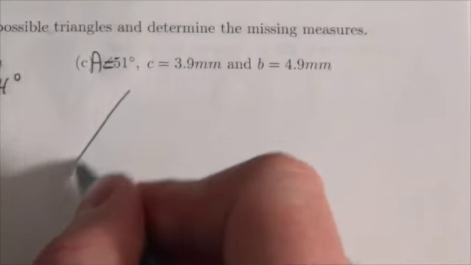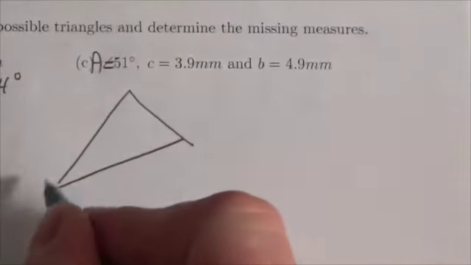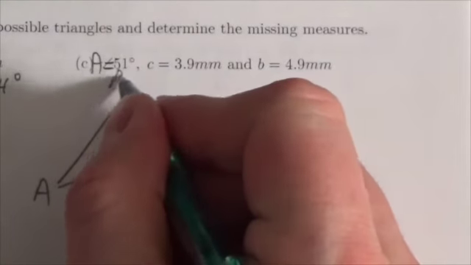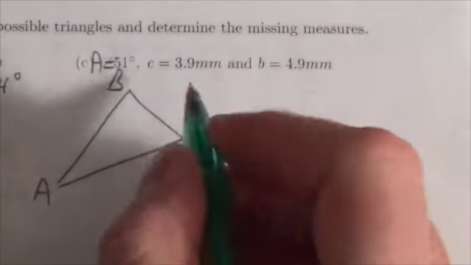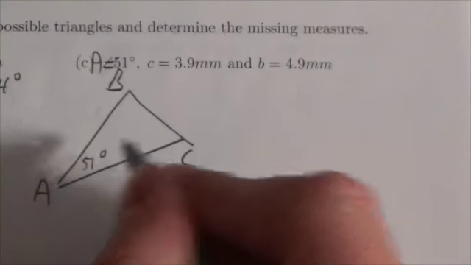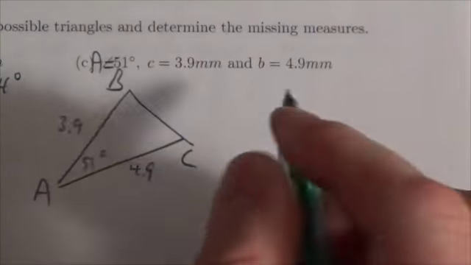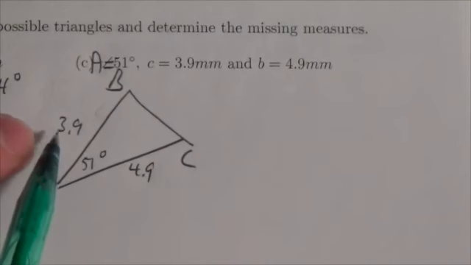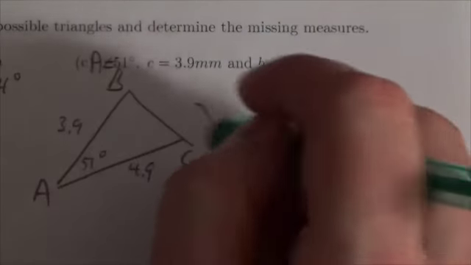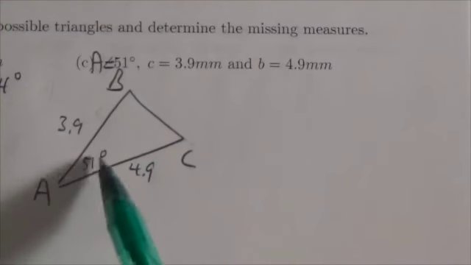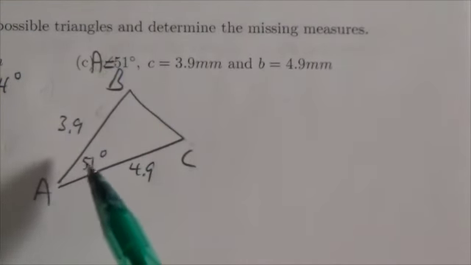So what the triangle is looking like here, this is angle A. Let's say this is B and this is C. We know that this is 51 degrees, and then this is 3.9, and this is 4.9. Now, right off the bat, we can see that this pattern of values indicates that this is a cosine law question because I don't have the side opposite the 51 degrees.